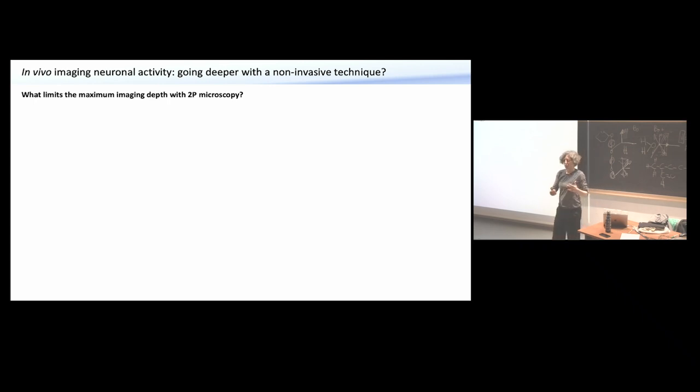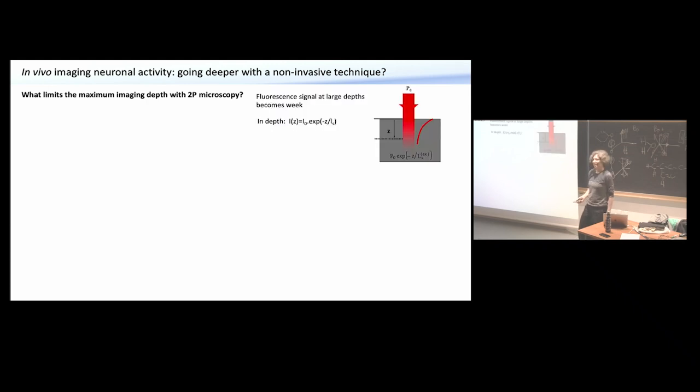So let's look at another direction. Can we do non-invasive deep imaging? What is limiting the depth in two-photon microscopy? Do you have any idea? Scattering, exactly. Scattering is limiting the depth, in particular because the intensity of the illumination light at the focal plane where you are going to look is decreasing with the depth as this exponential law here. So when you go deep in tissue, you lose a lot of your excitation light because of scattering.